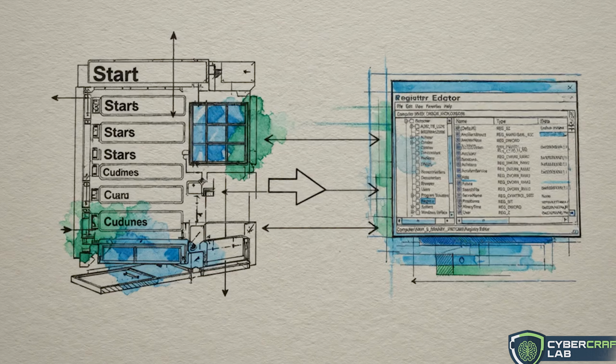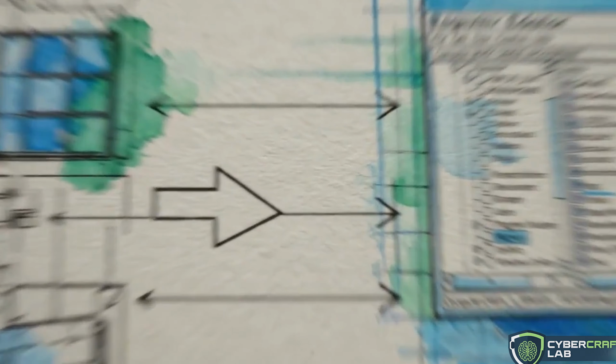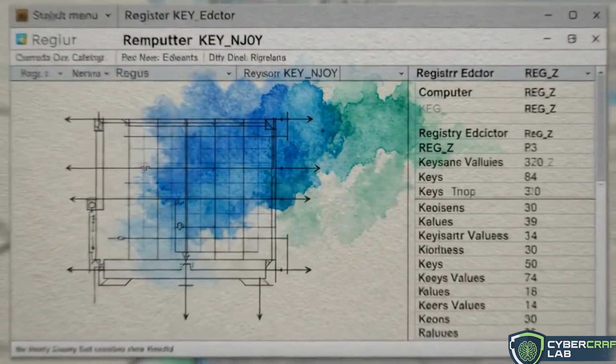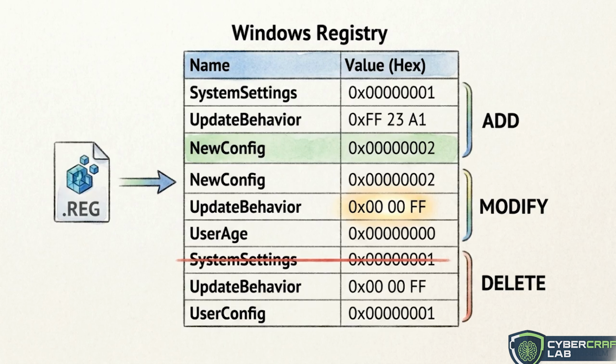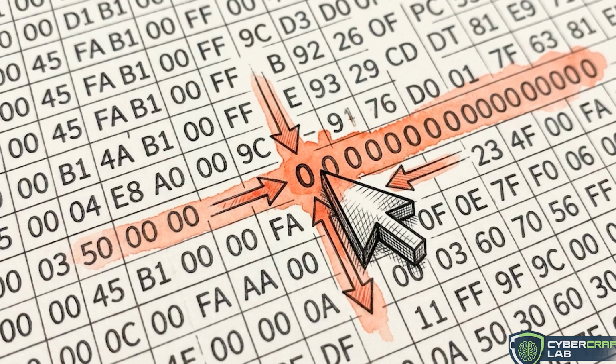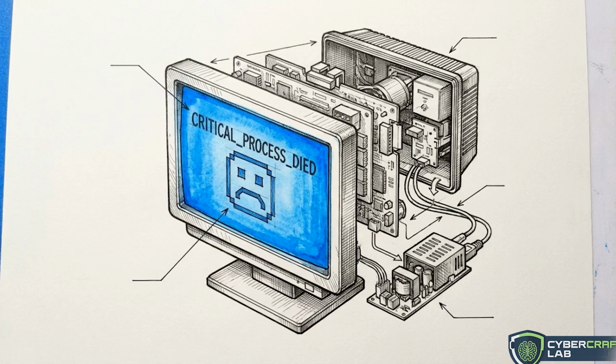To reach the settings that govern how the operating system itself operates, you have to look at the .reg file. The Windows Registry acts as the control center of the machine. A reg file is a text structure designed to add, modify, or delete the values stored inside that registry. Modifying the registry changes the machine's behavior at its most basic level. A single incorrect entry inside a reg file can stop the operating system from booting entirely.